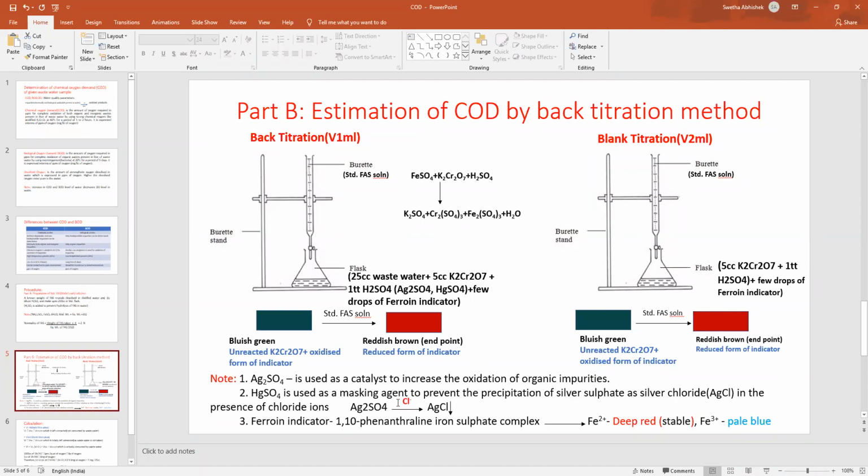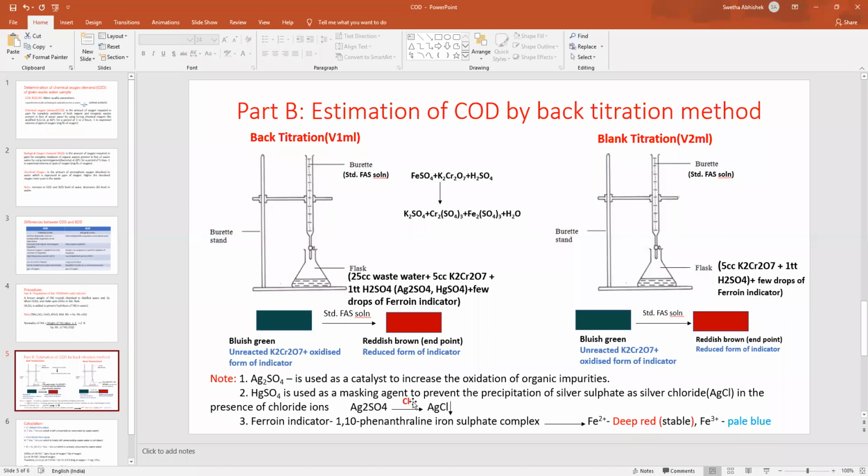this Cl minus ions may interfere in the reaction. How may it interfere in the reaction? It converts silver sulfate into silver chloride. It precipitates silver sulfate as silver chloride and may reduce the activity of the silver sulfate catalyst. Actually, we require silver sulfate, right? But this silver sulfate may get precipitated as silver chloride if wastewater consists of chloride ions.